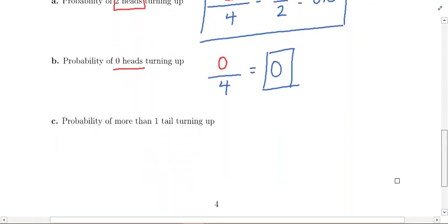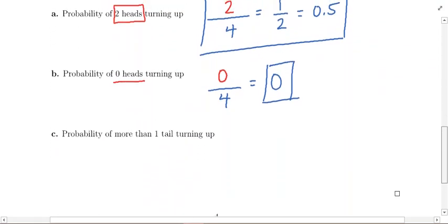All right, last one. What's the probability of more than 1 tail turning up? Again, our denominator is going to be 4. So now we've got to go figure out how many of the outcomes meet this criteria. More than 1 tail. So this means 2 tails, 3 tails, or 4 tails.